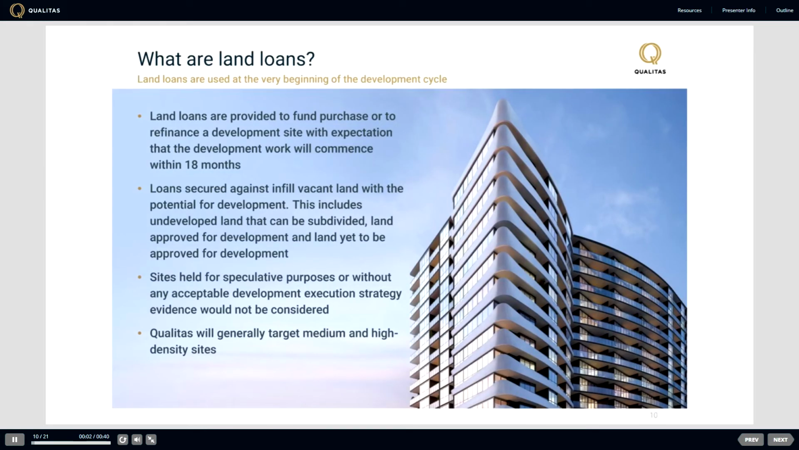Land loans are used at the very beginning of the development cycle. They are provided to fund a site purchase or to refinance a development site with the expectation that development work will commence within 18 months. These loans are secured against infill vacant land. This includes undeveloped land that can be subdivided, land approved for development, and land yet to be approved for development. Sites held for speculative purposes or without any acceptable development execution strategy evidence would simply not be considered. Qualitas will generally target medium and high density sites.